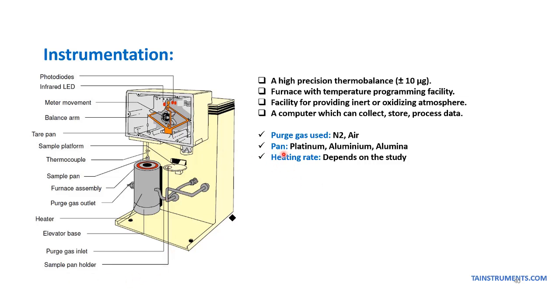We can use pans of platinum, aluminium, alumina, and the heating rate depends upon our study. Normally 10 mg samples are used, and the thermobalance has very high precision of around plus minus 10 micrograms. So it is a very high precision thermobalance. Then the furnace with temperature programming facility and the facility for providing inert or oxidizing atmosphere is also there. And the computer will be there to collect, store and process the data.